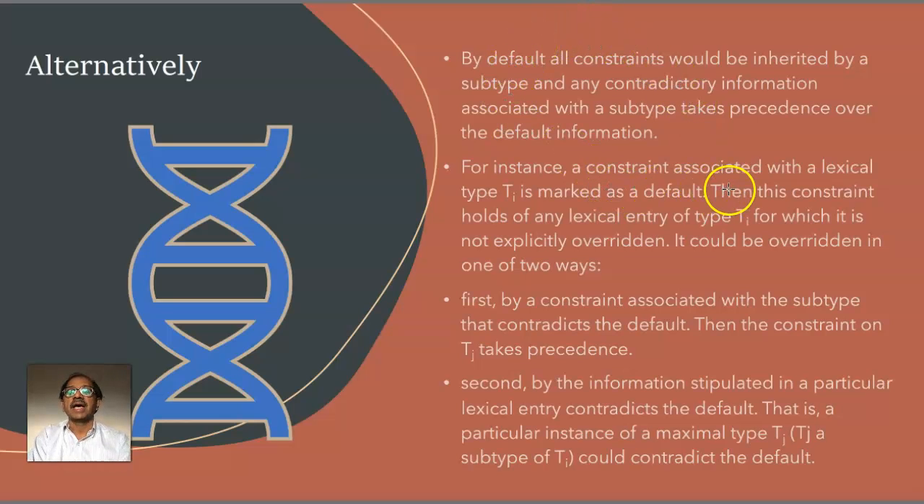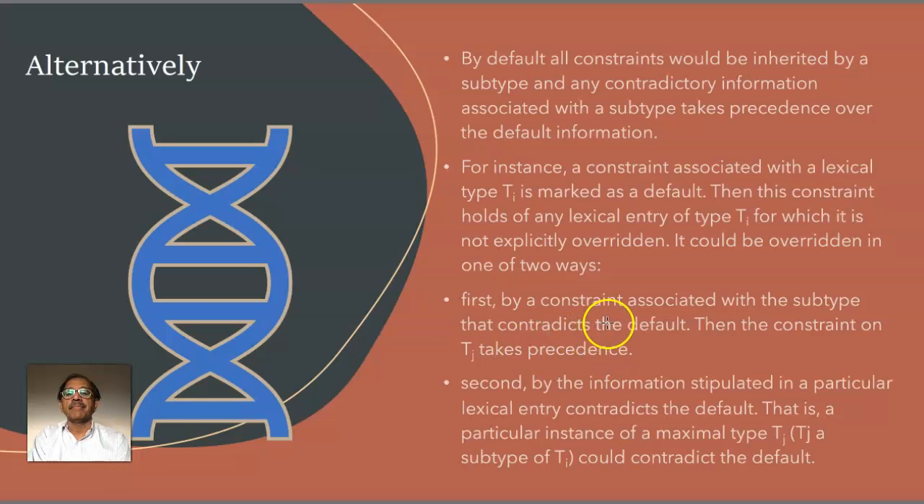For instance, consider a constraint associated with a lexical type ti, which is marked as default. Then the constraint holds of any lexical entry of type ti for which it is not explicitly overridden. So any lexical entry which is of type ti will have to obey the constraint given on type ti because that is default. But this default constraint can be overridden in one of the two ways which are given below.